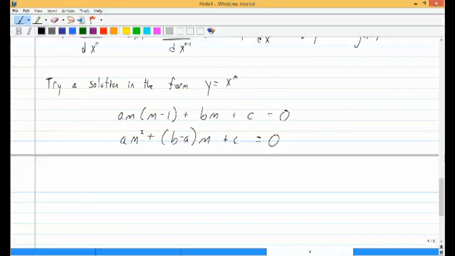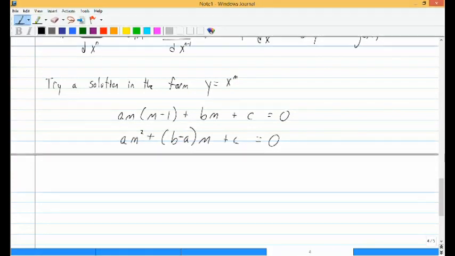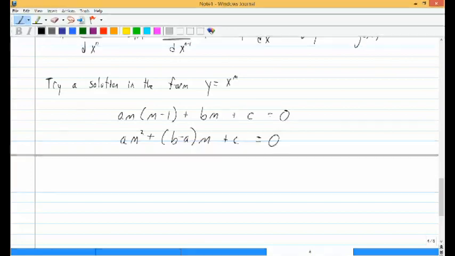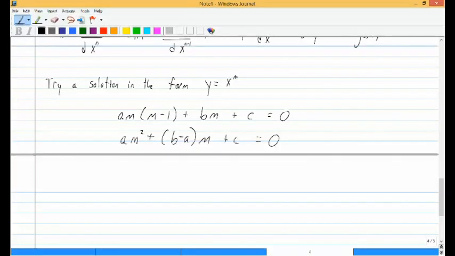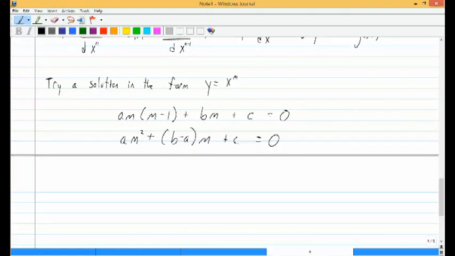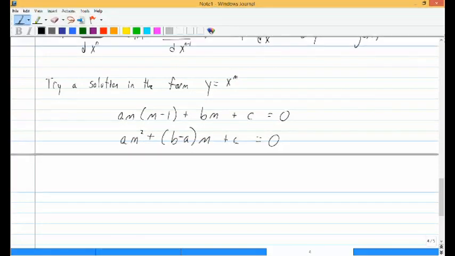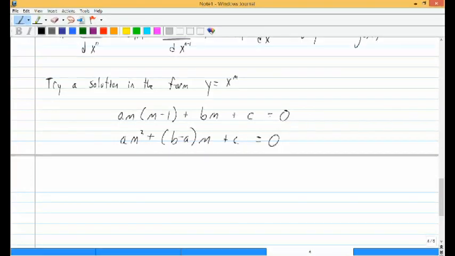Once we solve for m, we're going to get one of three things, just like before. We're going to get two real distinct solutions, one repeated real solution, or complex conjugate solutions. Just like with the e to the alpha x that we were doing before. Now, instead of using e to the alpha x, what if I were to use y equals x to the m?